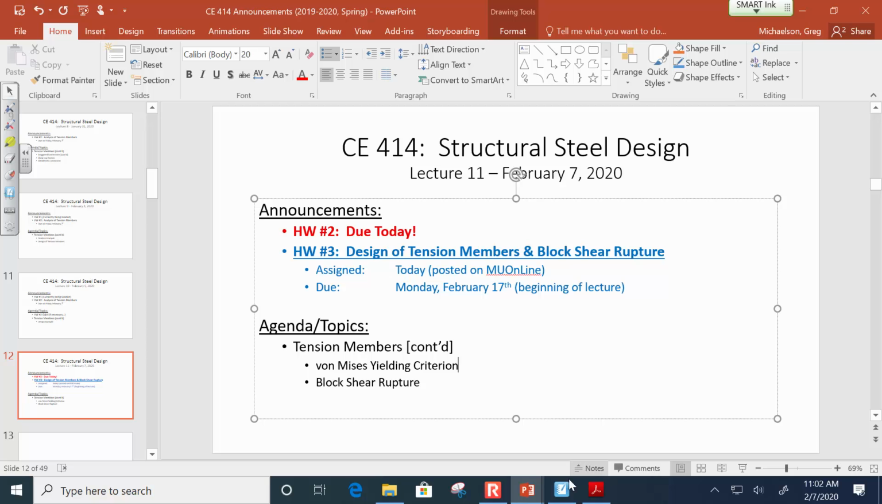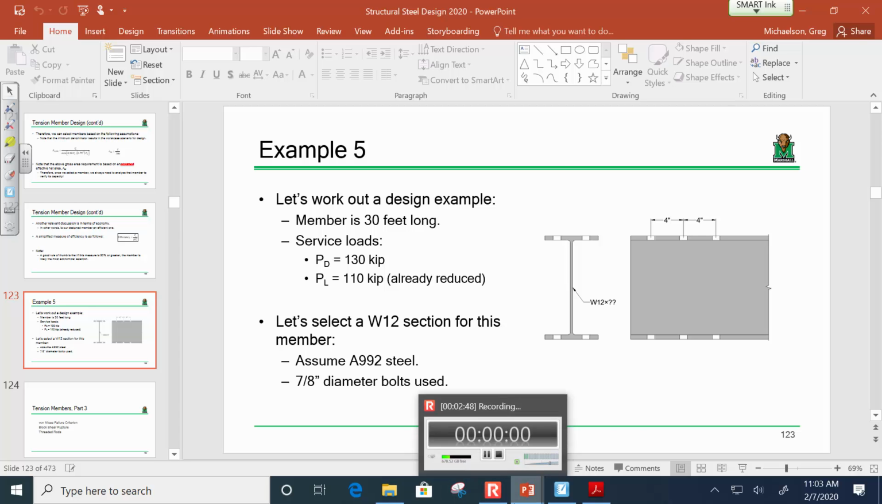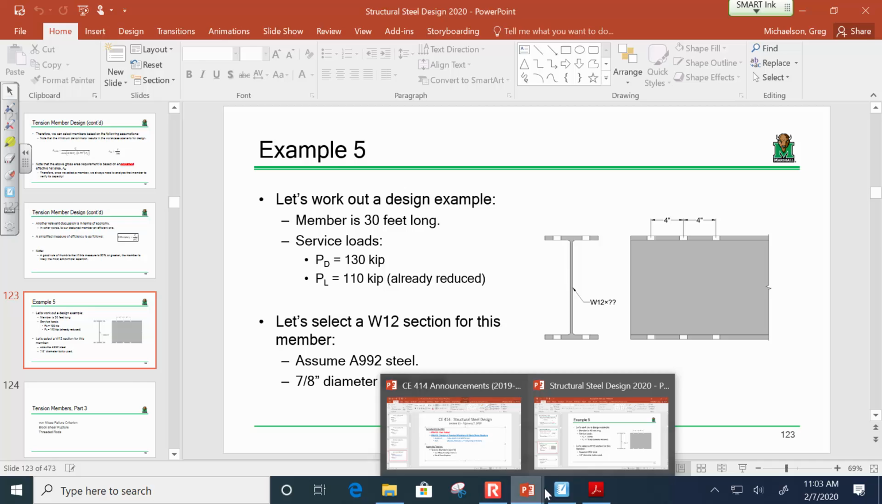But let's go back to the example that we were looking at. This is the example that we were doing. We had a W12 section that we were designing. It's 30 foot long. It has a dead load of 130 kips and a live load of 110 kips. The 110 kips was already reduced. So it's a W12 by something. We didn't know what that was at the beginning, and we selected a section. Sometimes I use the word select in lieu of design, but when I say select the section, that's what I mean. We're designing a W12, A992 steel, 7/8 inch diameter bolts.